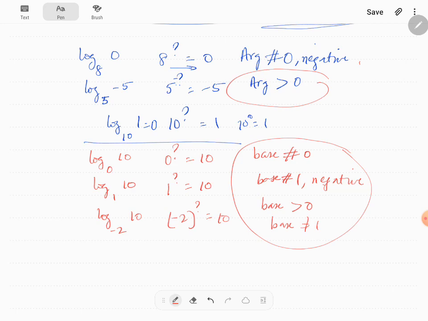Okay, so this is the logarithm for you. This is how you define it. This is how you conceptually understand it, and it'll help you through.